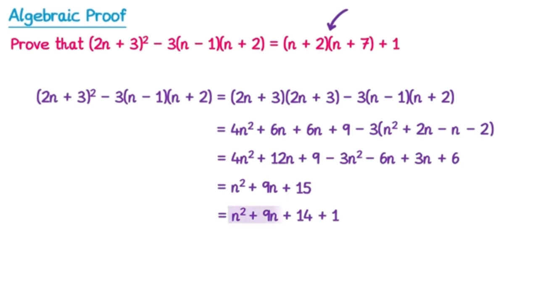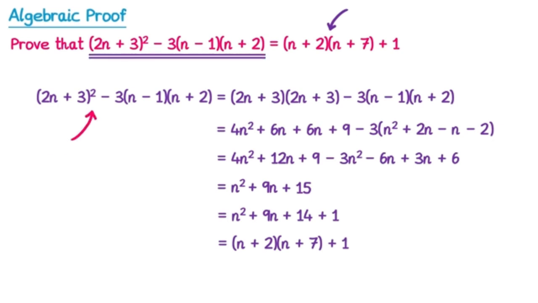We now know that this part here will factorize to give n plus 2, n plus 7, and then we have a plus 1 on the end. And that's the proof complete. We started with this here, which was our left hand side, and then we ended up with this here, which was our right hand side.